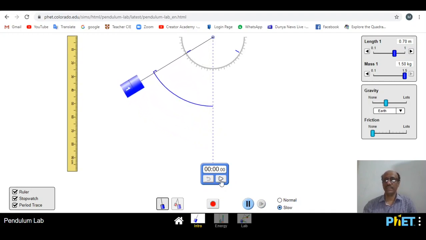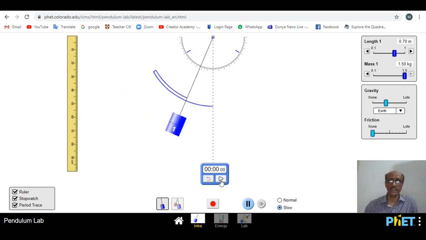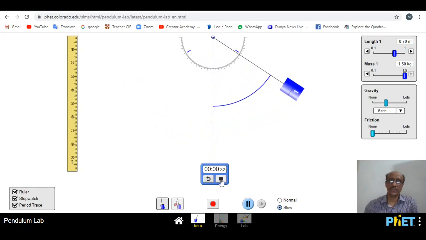Okay, now we have changed the mass. Now let's see what is the effect of changing the mass on the time period. So it has completed one oscillation. Let it go for another one, and now when it moves to the mean position, now I have started it. The previous answer was 1.82. Now let's see what the time period is after changing the mass from 1 kg up to 1.5 kg.